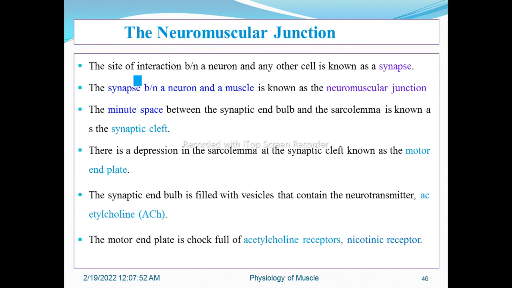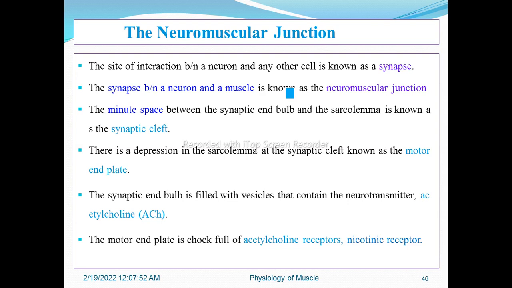A synapse between a neuron and a muscle is known as the neuromuscular junction. There is a small space between the synaptic end bulb and the sarcolemma of the muscle. The space between the sarcolemma of the muscle and the synaptic end bulb of the nerve is known as the synaptic cleft.